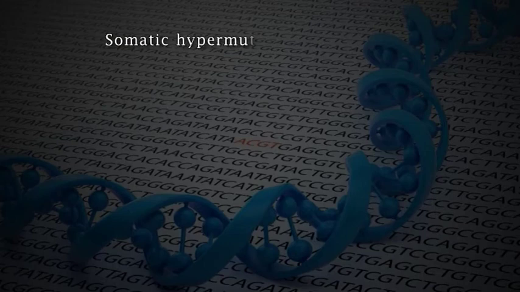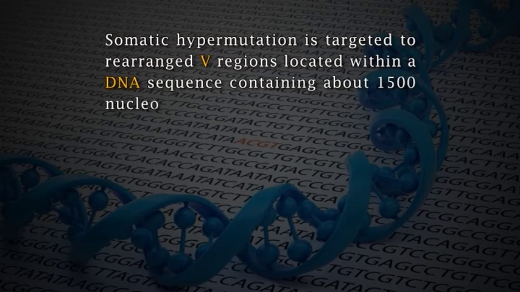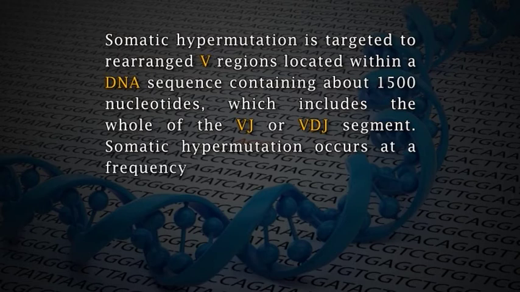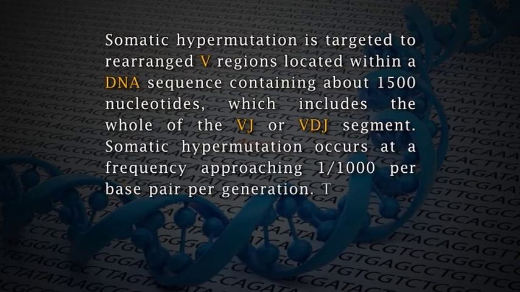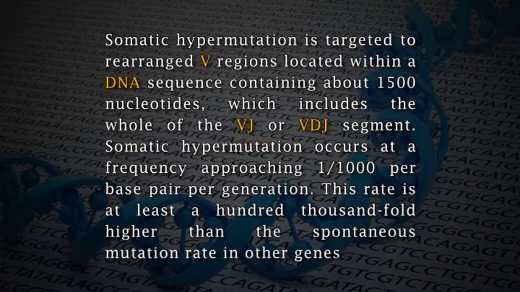Somatic hypermutation is targeted to rearranged V regions located within a DNA sequence containing about 1500 nucleotides, which include the whole of the VJ or VDJ segment. Somatic hypermutation occurs at a frequency approaching 1 in 1000 per base pair per generation. This rate is at least 100,000-fold higher than the spontaneous mutation rate in other genes.